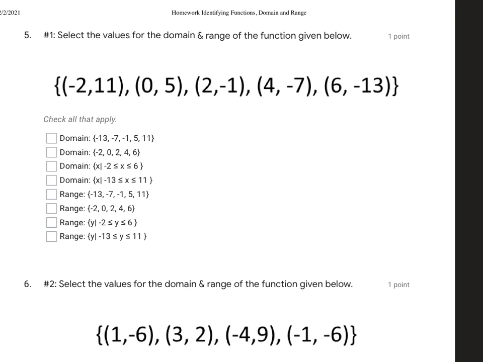Hey guys, so the hint I wanted to give you for number 1 is just to make sure that you notice the way the multiple choice is laid out. So the actual problem, I think, is fine.